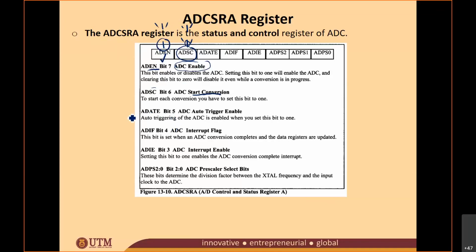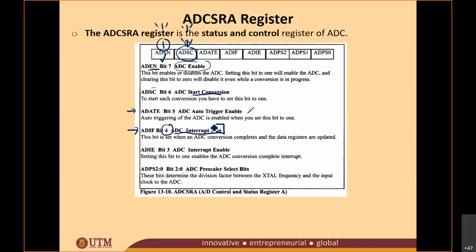And then we have bit number 5. This is ADATE, the ADC auto trigger enable. Auto triggering for the ADC is enabled when you set this bit to 1. This one we can skip.